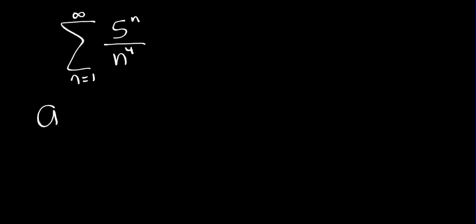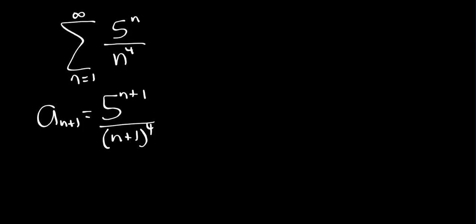Okay, let's suppose that we've got, let's say n equals 1 to infinity, and we'll go with 5 to the n over n to the fourth. Suppose we've got that one. And I want to determine whether or not this one converges. So here I go. I know what a sub n is. Let's find a sub n plus 1. Well, that's going to be 5 to the n plus 1 over n plus 1 to the fourth.